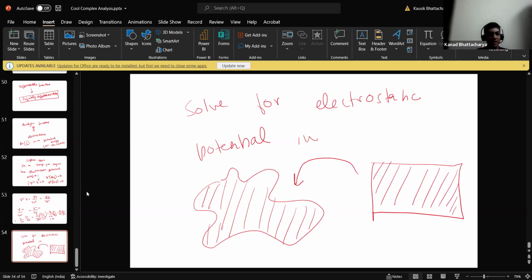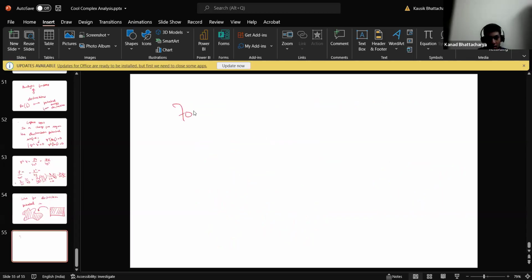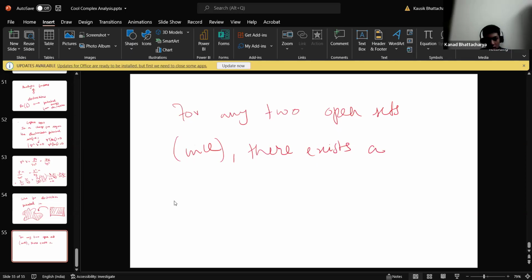And the Riemann mapping theorem actually tells us that, once again, there are some criteria on what kind of open sets they are. They cannot stretch to infinity and so on. Conformal, that is a differentiable function.